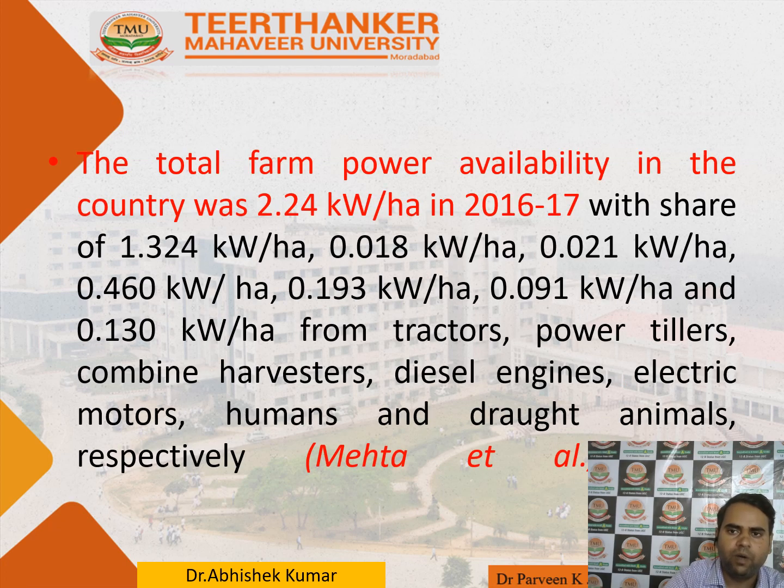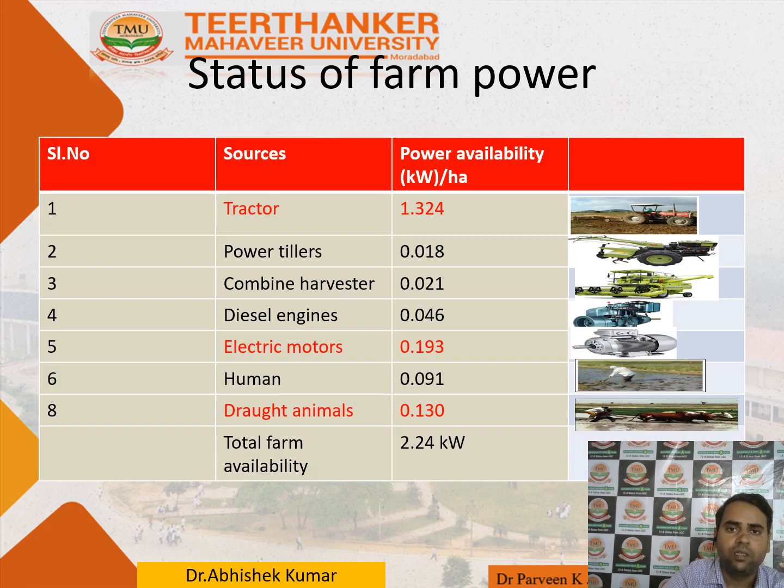The total farm power availability in the country was 2.24 kilowatt per hectare in 2016-17, and different sources are available. This table indicates the status of farm power, and the sources are tractor, power tiller, combine harvester, diesel engine, electric motor, humans, draft animal.